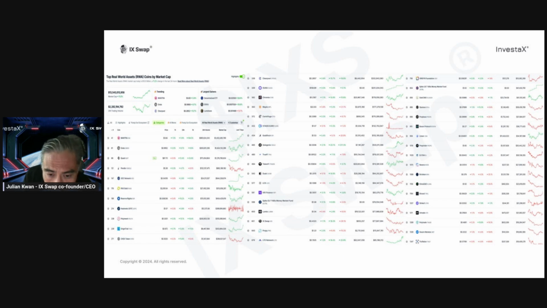It's even hard for me to see here. Proppy, I met those guys a long time ago. IXS, utility tokens. So again, the super majority here, maybe besides the gold one, are utility tokens, but you can see why it's confusing people, because it says the top real world asset coins. So this is the world we're in. It's what people have to understand.